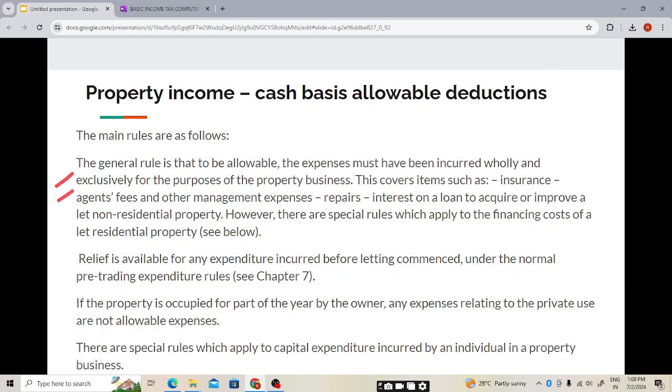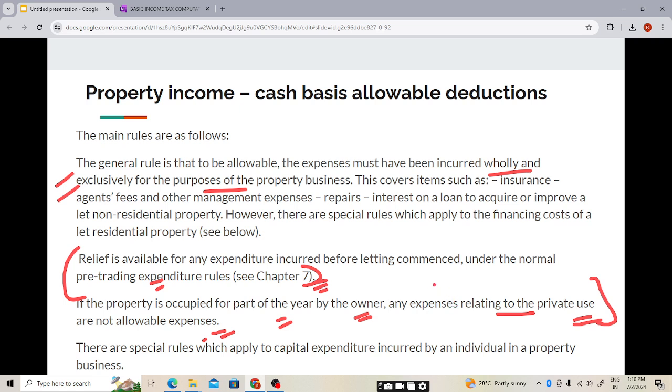The first rule was general, wholly and exclusively for property purpose. The second rule was whatever expenses you have incurred before letting your property, that can also be reduced. So this is a special rule. If the property is used for part of the year by the owner, any expenses relating to private use are not allowed. What does this say? Private use expenses are not allowed. Now let's take an example for the finance cost.